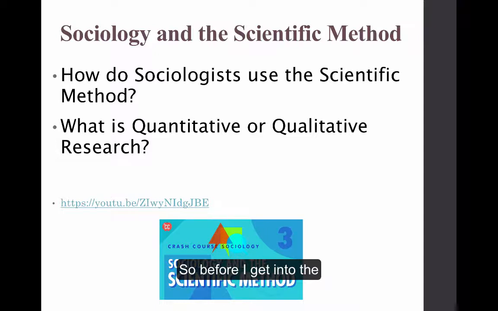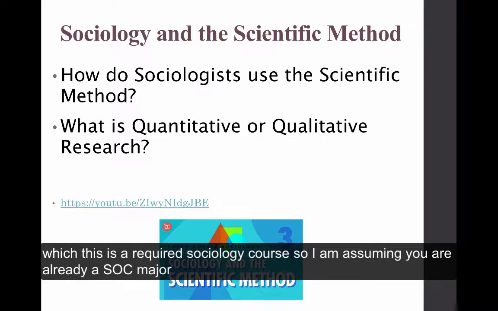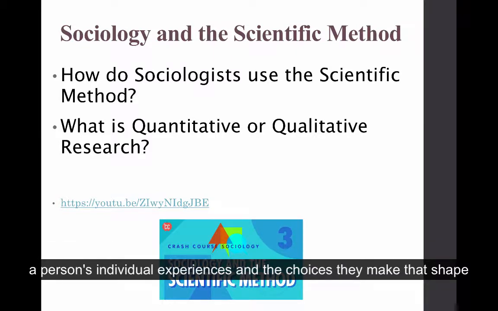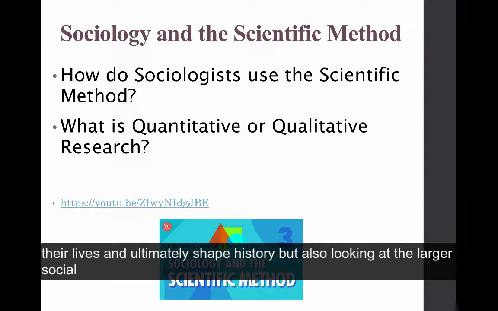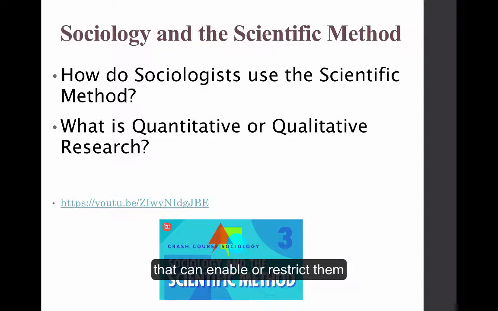So, before I get into the scientific method real quick, I always like to talk about the sociological imagination. This is a required sociology course, so I'm assuming you're already a soc major. You've heard this a bunch of times, but this is very important, right? It means looking at a person's individual experiences and the choices they make that shape their lives and ultimately shape history, but also looking at the larger social forces that shape what choices and opportunities people have in their lives that can enable or restrict them.